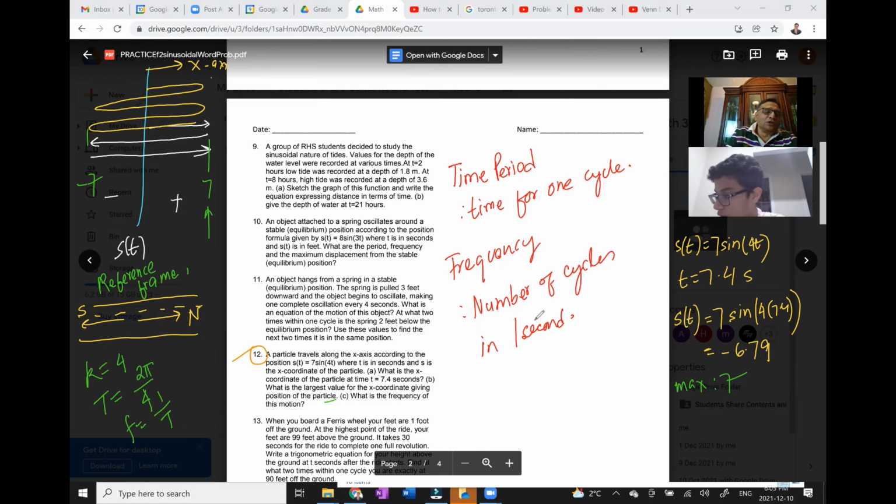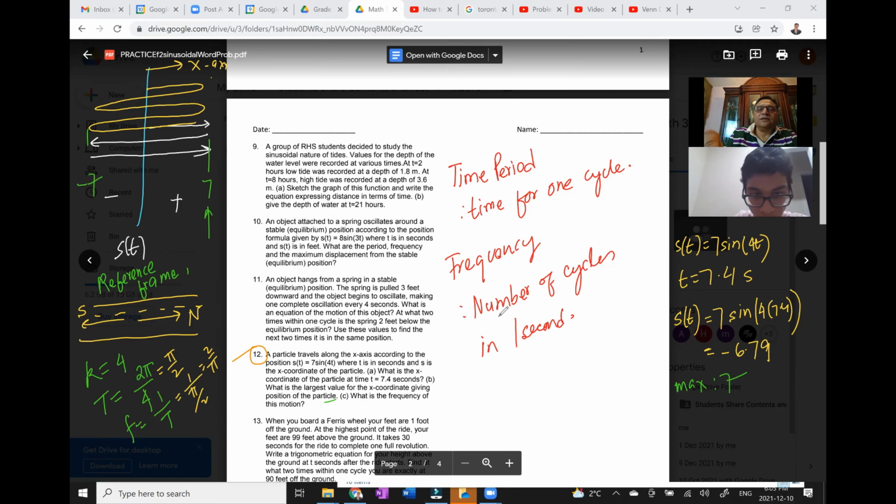So frequency is 1 over T, as you're just now saying. You calculate it, simplify 2 pi by 4 as pi by 2, correct? And therefore, frequency will be 1 over pi by 2, which is 2 by pi. Is that clear?